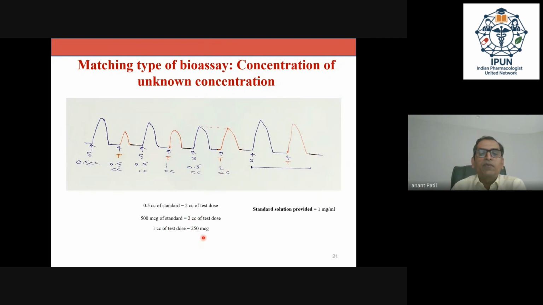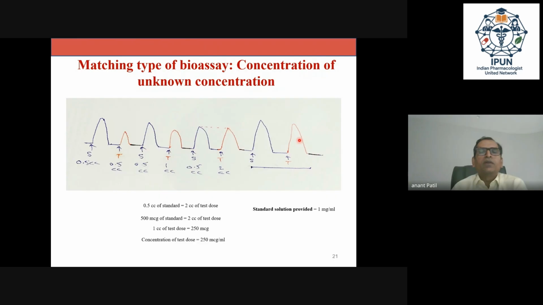But I need to calculate per cc. Because 2 cc of the test contains 500, 1 cc of the unknown would contain 250 microgram. So now I go to the examiner and say, the test tube that you had given me had an unknown concentration, and that unknown concentration I have estimated per ml: it contains 250 microgram of the histamine. So 250 microgram per ml is the concentration in the test tube given to me for examination. This is called a matching bioassay.